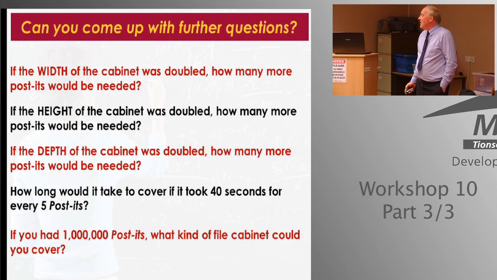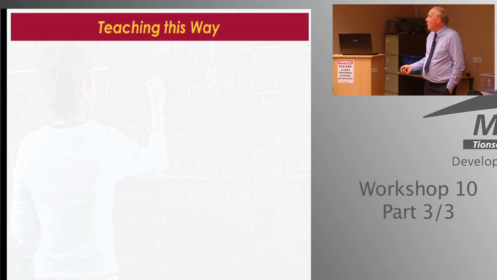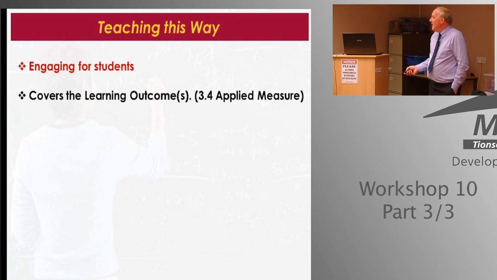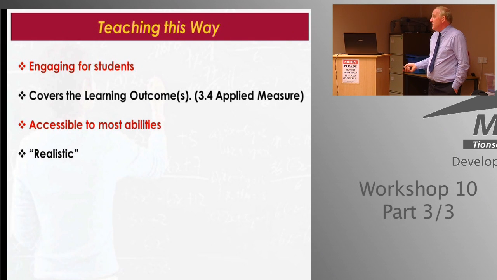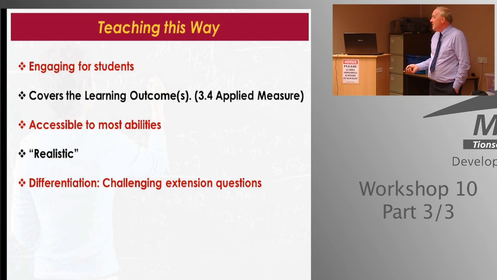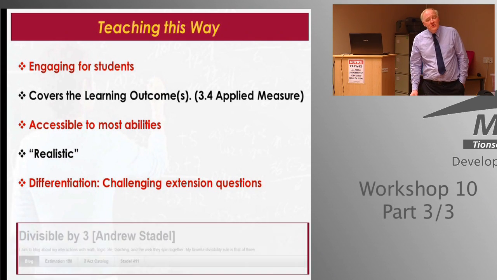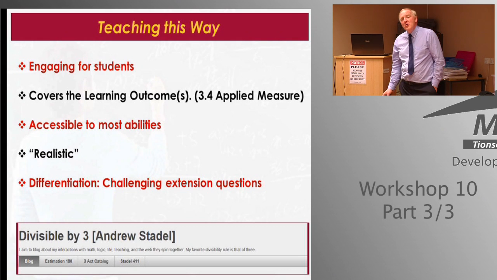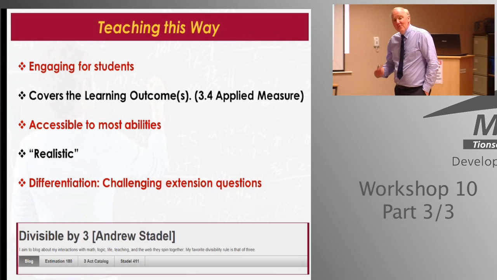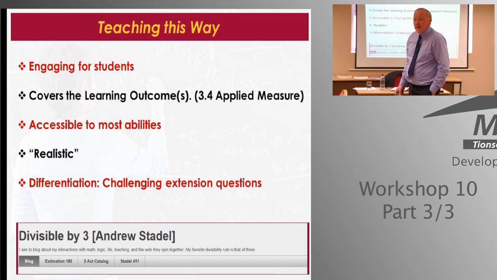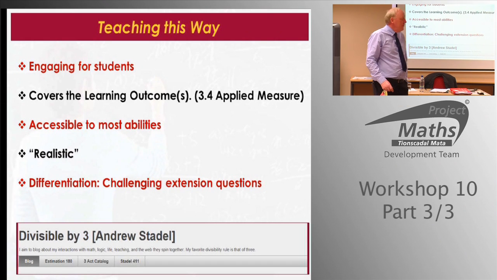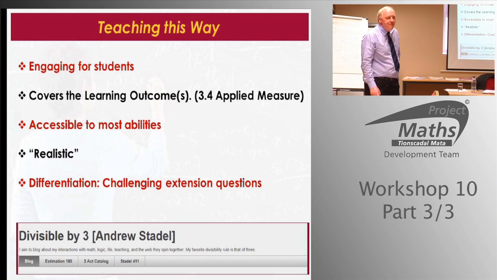Why? It's engaging. It covers the learning outcome 3.4, where estimation is important. It's accessible to most abilities, realistic, and you can have challenging extension questions, so you can differentiate in the class there. And the guy involved, look, is Andrew Stadel, S-T-A-D-E-L, Andrew Stadel, and he does an awful lot of work on number theory, and he has some nice stuff up on his website, okay? So Andrew Stadel is his name, okay?